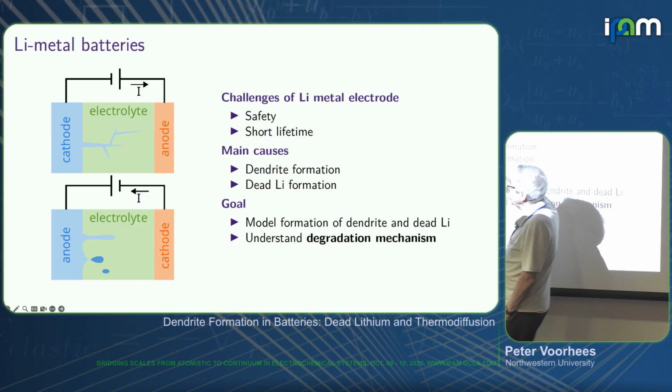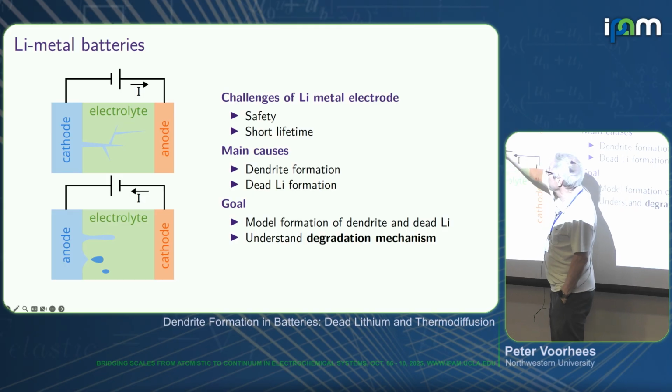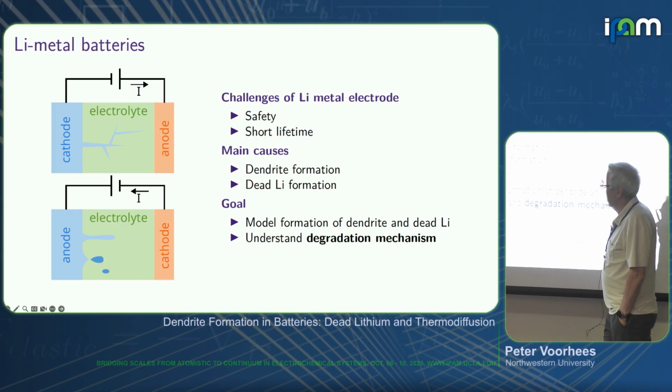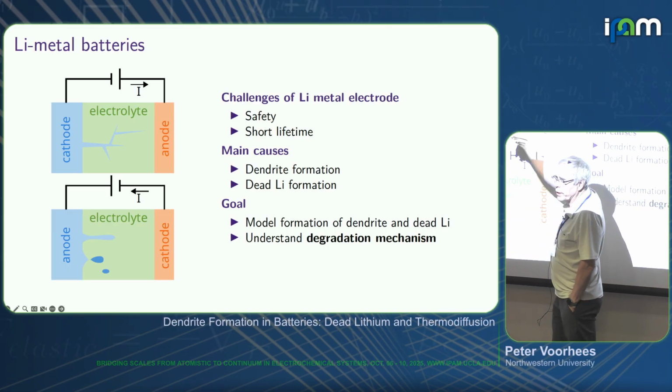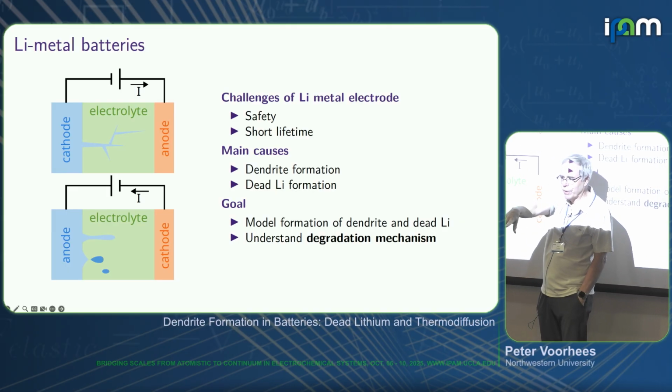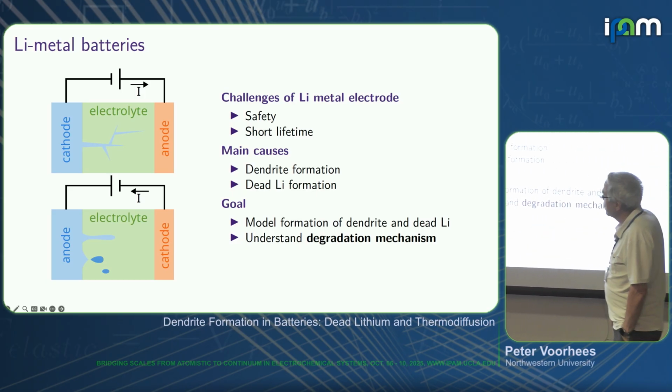One of them is dendrite formation, which happens when, while you're charging, the lithium metal undergoes a morphological instability and forms long needle-like things. When this touches the cathode, you get the fires we heard about earlier today, which is not something they want. It shorts out the battery.